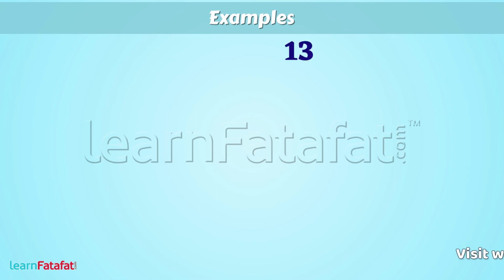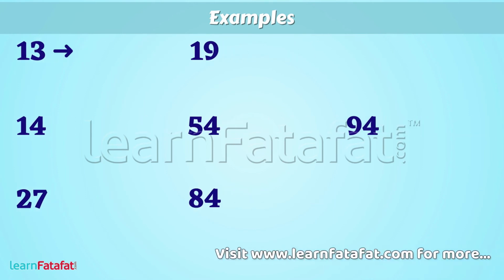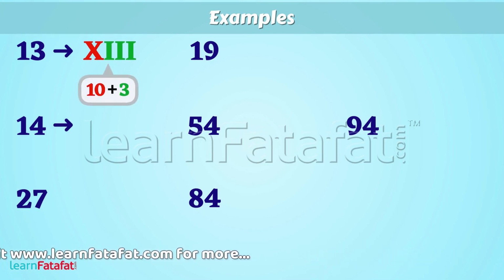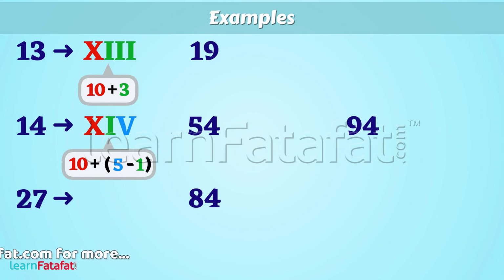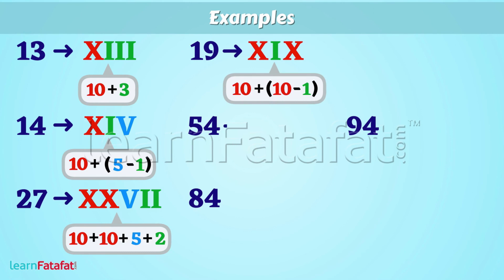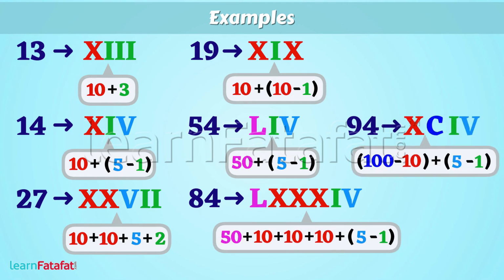Example. Write given numbers in Roman numerals. 13 can be written in Roman numerals as, 14 can be written as, 27 can be written as, 19 can be written as, 54 can be written as, 84 can be written as, and 94 can be written as.